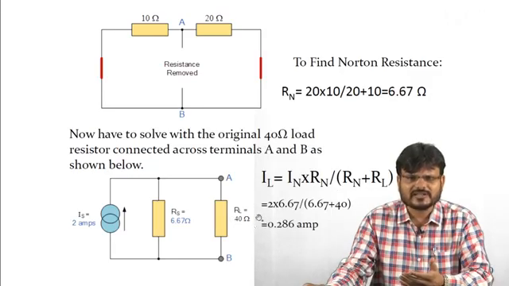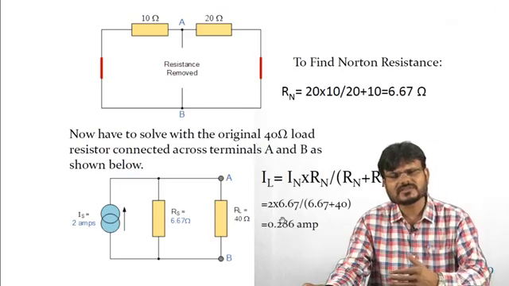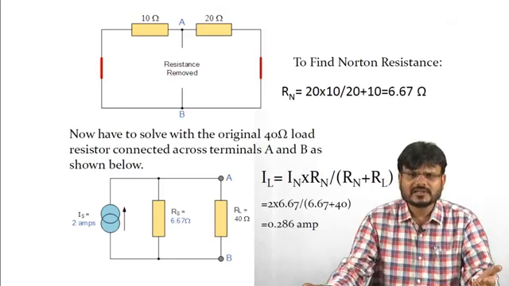So the value of RL is what? 40 ohm, and the Norton resistance is 6.67 ohm. So 2 into 6.67 divided by 6.67 plus 40. So this comes to 0.286 ampere. So this is how you have calculated the load current with the help of the Norton theorem.